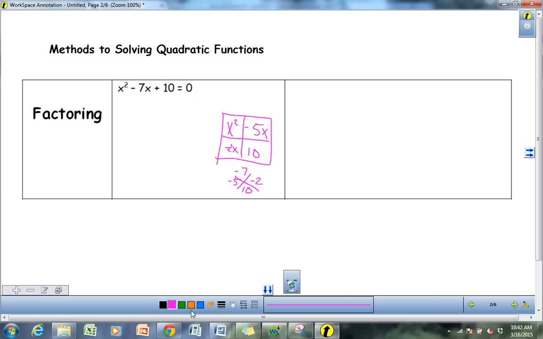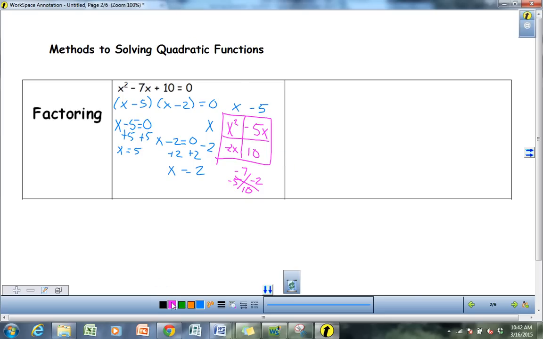And then now we factor out the GCF. X squared and -2x have an x in common. -5x and 10 have a -5 in common. X squared and -5x have an x in common. And -2x and 10 have a -2. So I come over here and I write my factors. X minus 5 times x minus 2 equals 0. And now I have to use the zero product property and set both of my factors equal to 0. I then solve for x, so I add 5, so I get x equals 5, and add 2 on this side, so x equals 2. So my solutions are 5 and 2.